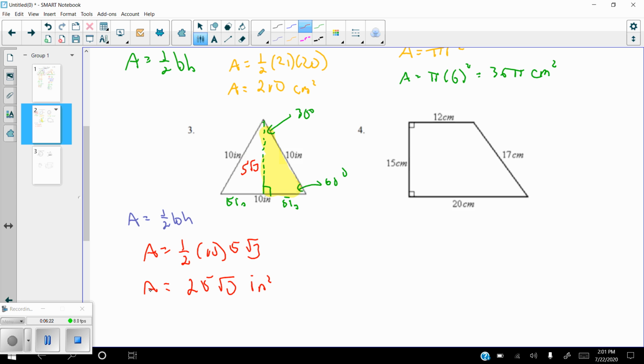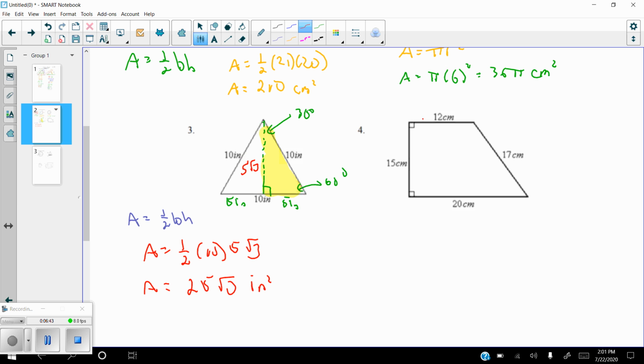Okay, last piece is parallelogram. I'm sorry, not parallelogram. What am I thinking? This is a trapezoid. Couple of properties of a trapezoid. Trapezoids have multiple bases. Bases are parallel to each other.